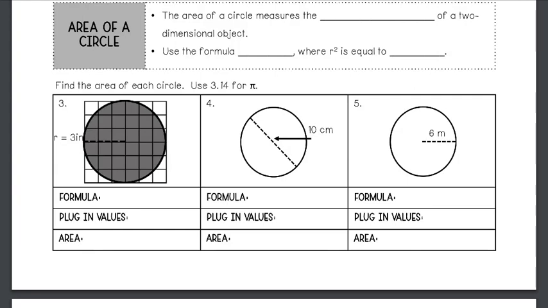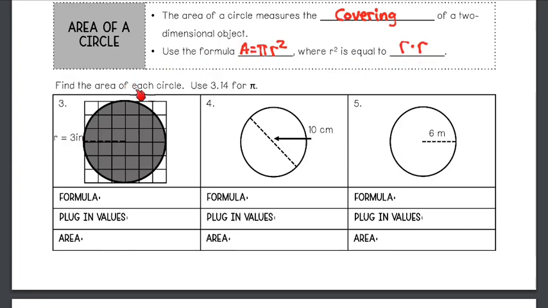Area of a circle. So area of a circle has two pieces of information there. The first one is area, which covers something. So the area of a circle is measuring the covering over that circle, and it's of a two-dimensional object. The next part is the formula here, area equals pi times radius squared. The radius squared there stands for radius times radius.